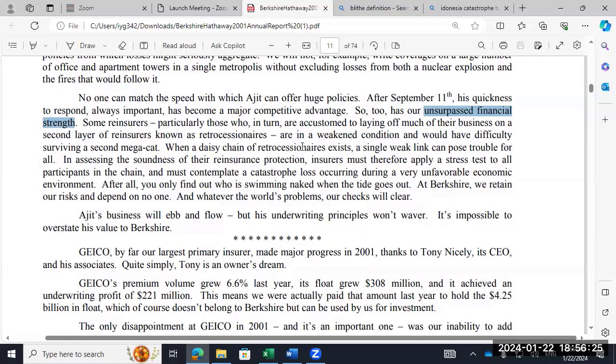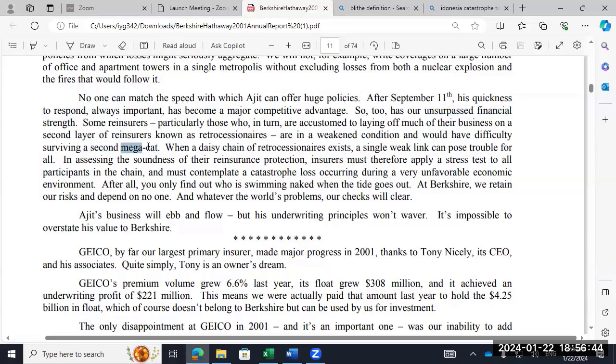Are in a weakened condition. So essentially he's saying, yeah, we lost a lot, but our competitors lost even more. So, hey, let's go pick up some of their business. I guess that's good. That seems almost the opposite of being sanguine about losing market share. He's sanguine to pick up market share. They're in a weakened condition and would have difficulty surviving a second mega cat.